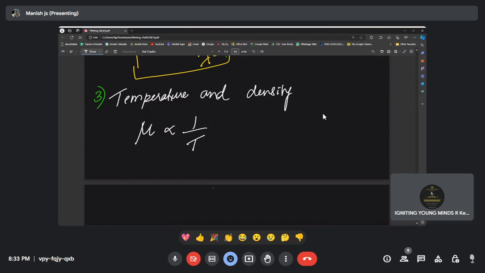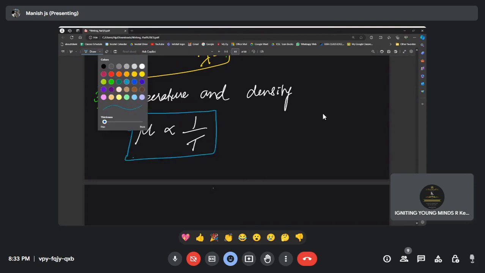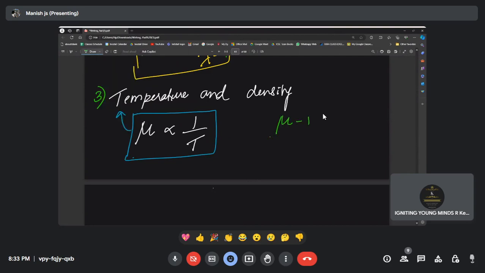Now, as far as density is concerned, we say that for density, I'll write the relation here. This one is for temperature. Okay, this is related with respect to temperature. For density, I'll write it on the other side. Okay, so for density, we can say (mu minus 1) upon rho, where rho is the symbol that we use for density, is always equal to a constant.